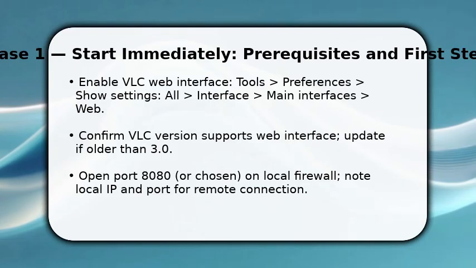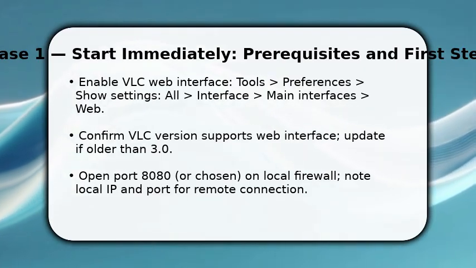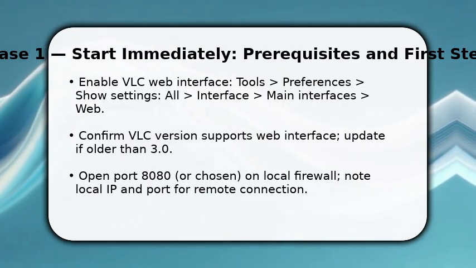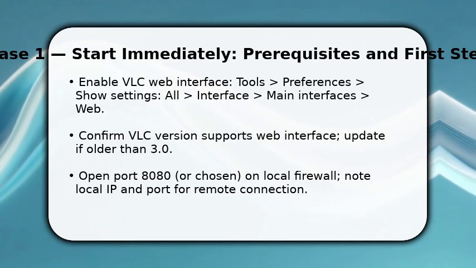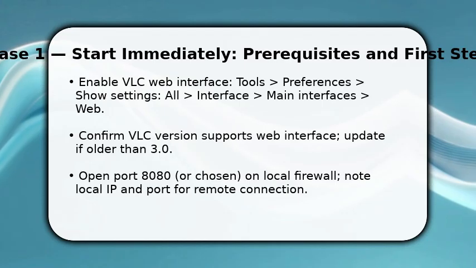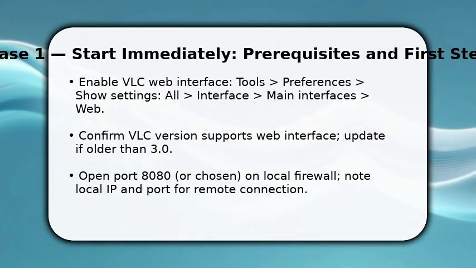You start now by enabling the VLC web interface. Open VLC, go to Tools, Preferences, then All Settings and enable the web interface. Do this because the interface is the only supported remote entry point. Once done, set a strong password in the Lua/HTTP directory configuration so unauthorized access is blocked.